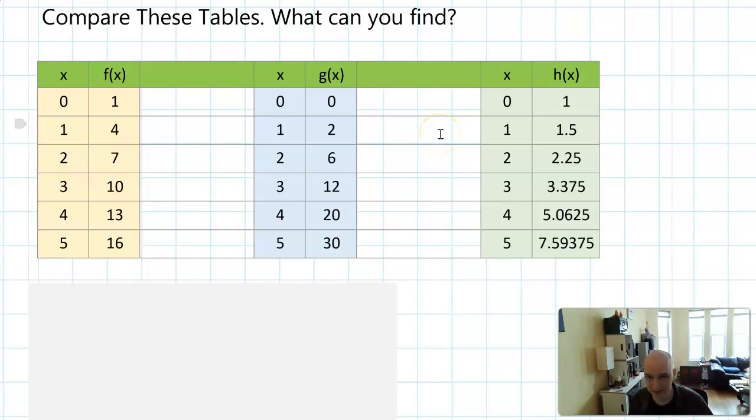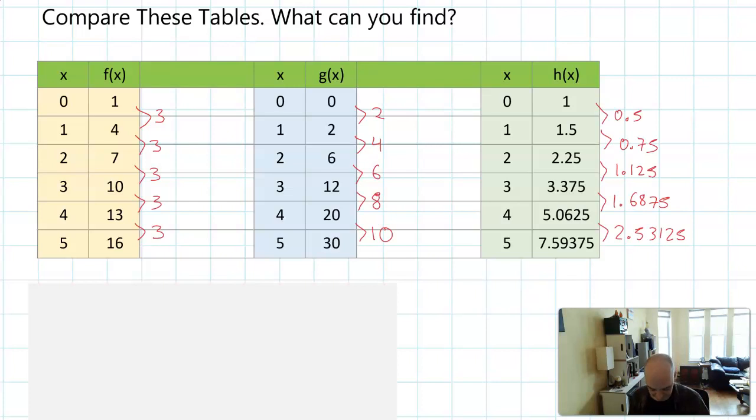So when you have a table of values, one thing you might choose to look at is the differences between terms. That is, what happens when you subtract consecutive terms. So 4 minus 1 is 3. That is, we're increasing by 3 for every increase of x by 1. Let's go ahead and fill in all the differences for all the terms in this table.